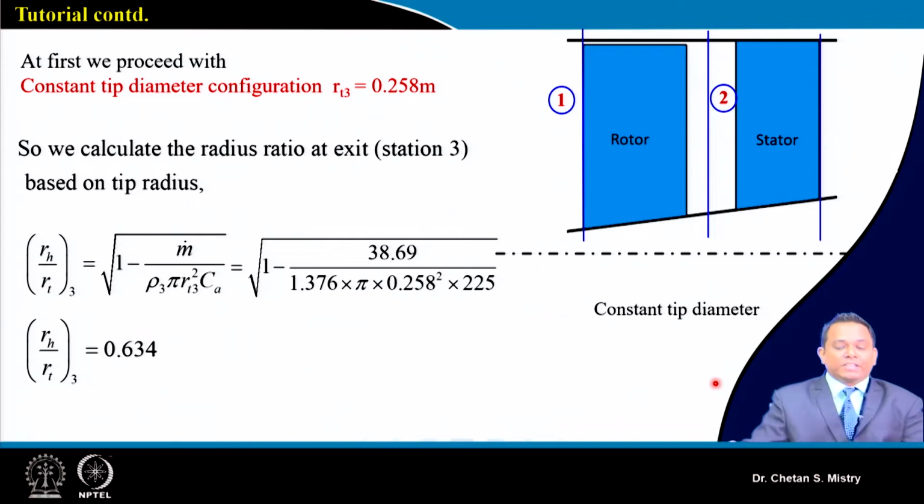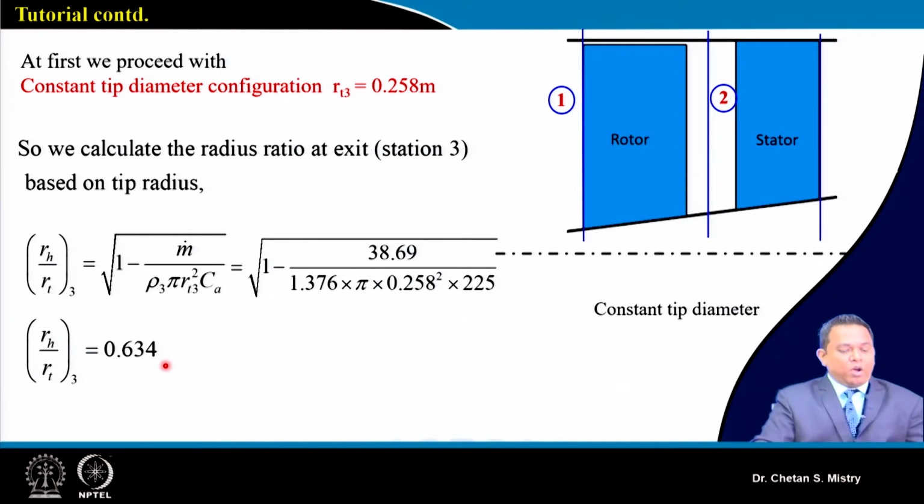Okay, so here in this case, let's see, we will be taking our tip radius to be 0.258 meter. If that is your case, we can calculate what our radius ratio will be. You can see my radius ratio is coming 0.634. Okay, so this gives you an idea. Suppose you are doing your design for some kind of radius ratio assumption, maybe this will help you in the sense of what numbers need to be selected.